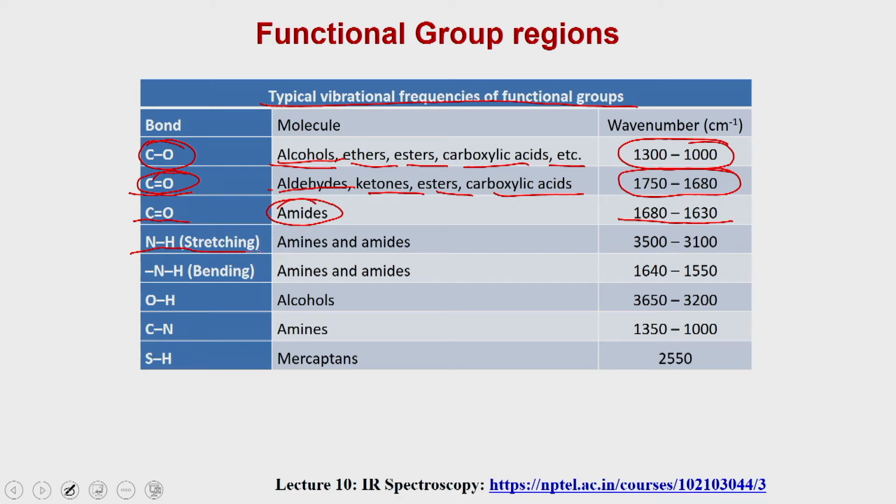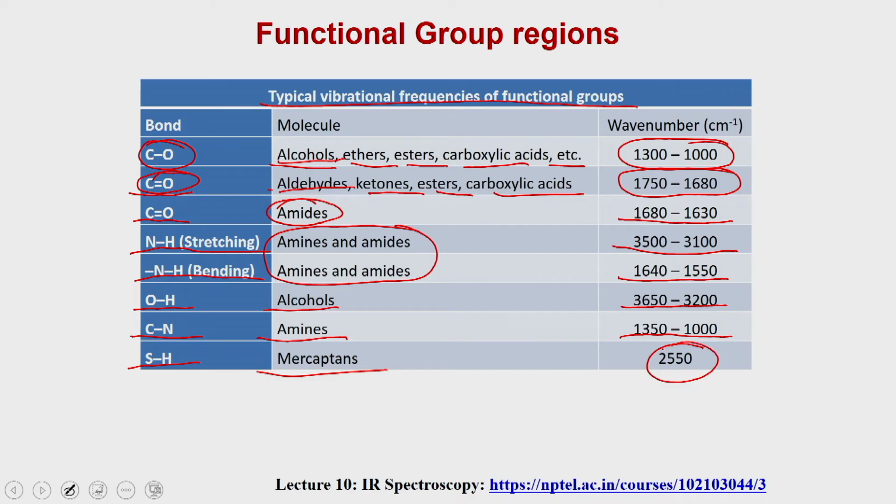Then you have N-H stretching and N-H bending, both present in amines or amides, which absorb in the range of 3500 to 3100 or 1640 to 1550. Then you have the O-H present in alcohols, which absorbs in the range of 3650 to 3200. Then you have the C-N present in amines, which absorbs in the range of 1350 to 1000, and then the sulfhydryl or S-H group, present in mercaptans, at around 2550.